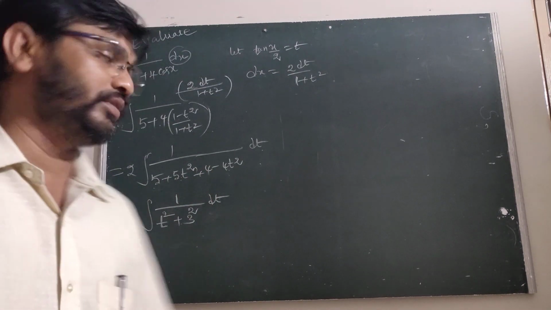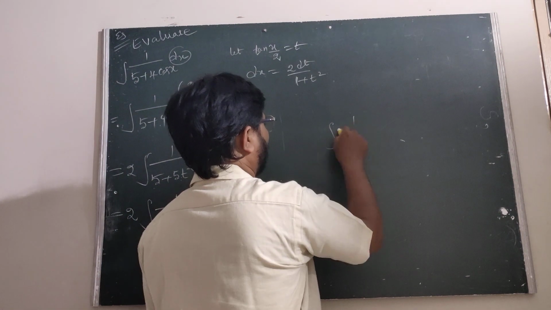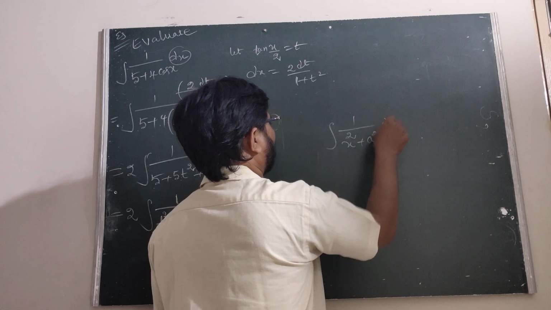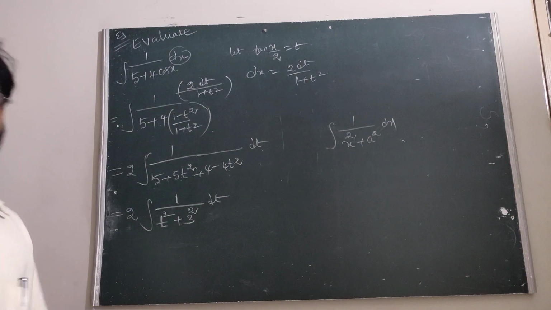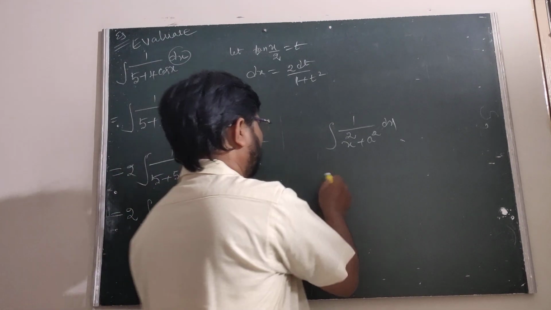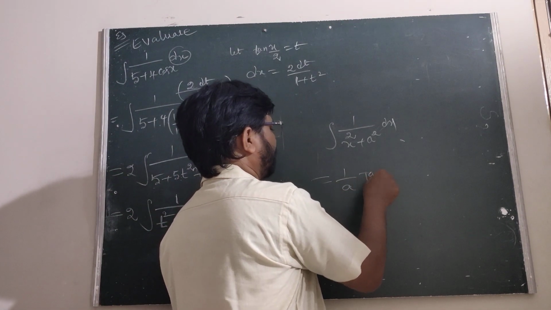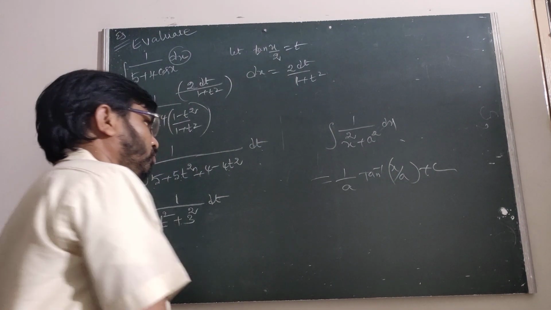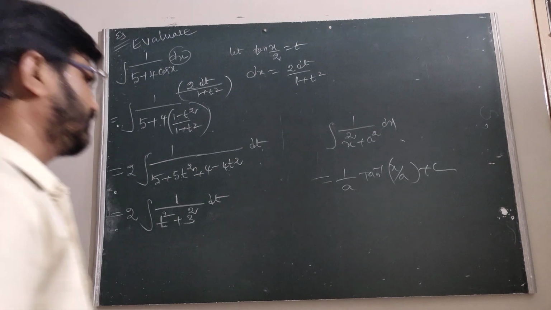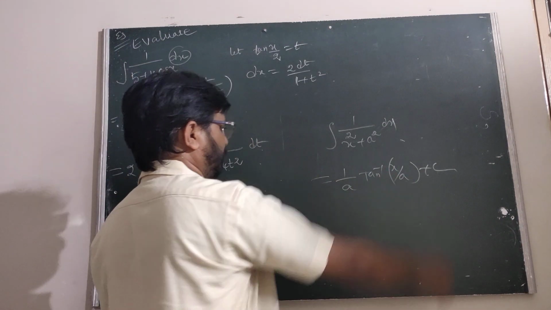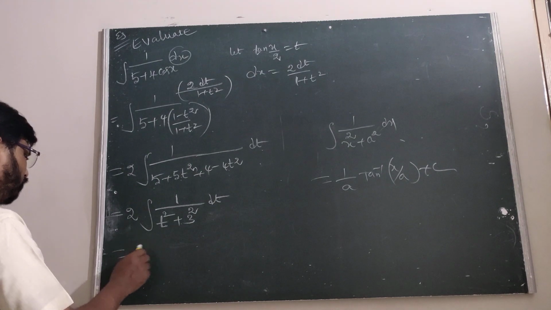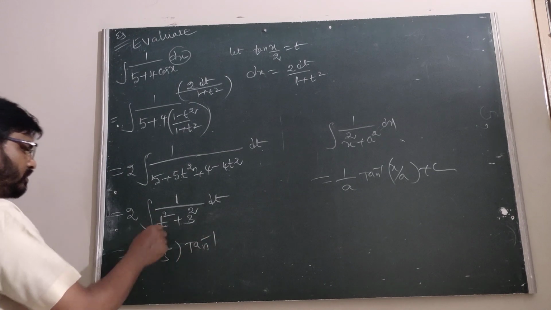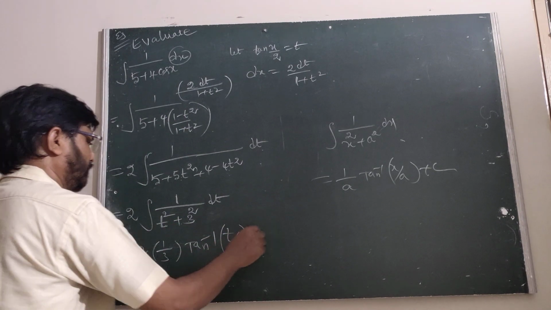Now we have to compare with this one. Integral 1 upon x square plus a square dx is the 1 by a tan inverse of x by a plus c. Is it okay? Now this is 1 by a, 1 by a is the 3. Tan inverse of x by a is the t by 3 plus c.